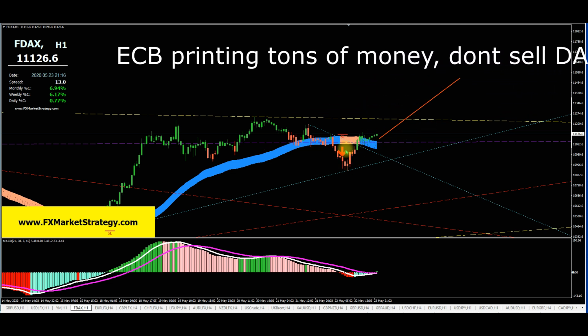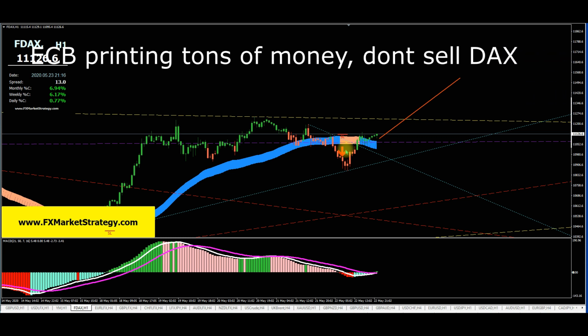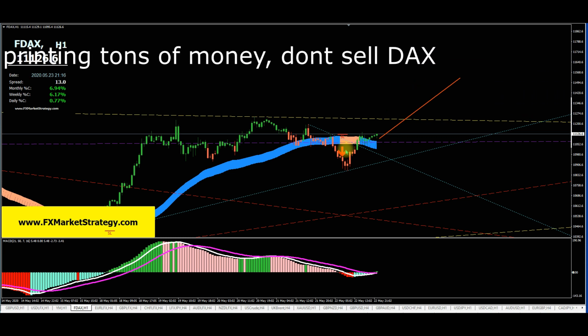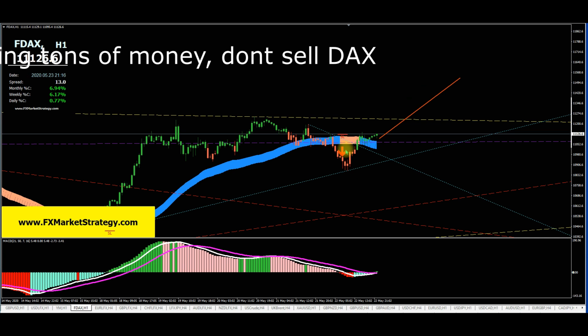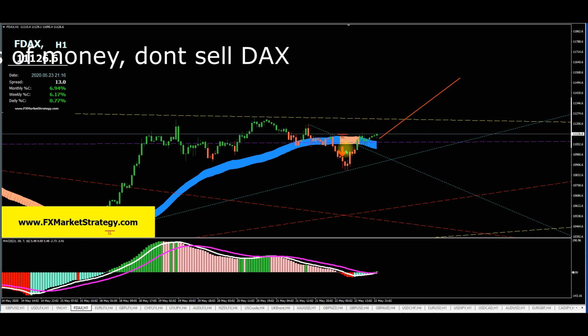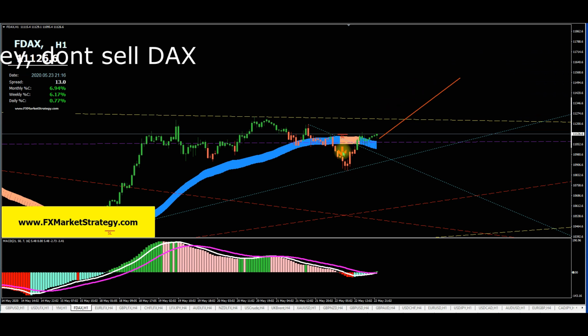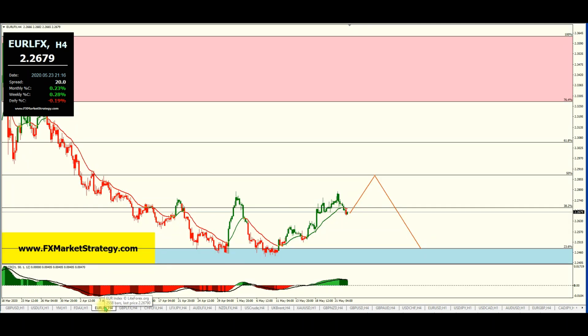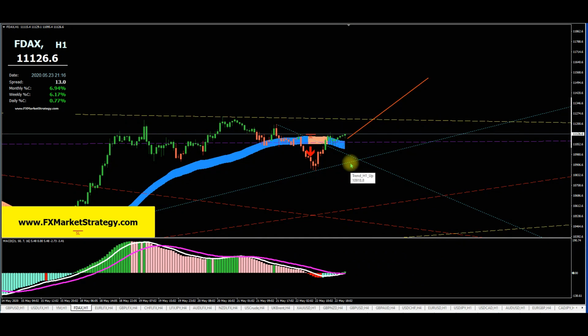The European Central Bank is printing tons and tons of money. If you have seen the meeting, you know they're certain about it. They're printing piles and piles of money. So don't go sell this. The bank is just buying. Don't go trade against a central bank. Also trade only with signals, just in case something happens and it comes down. I don't think it's going to come down, but just in case. So you always take only the signal.